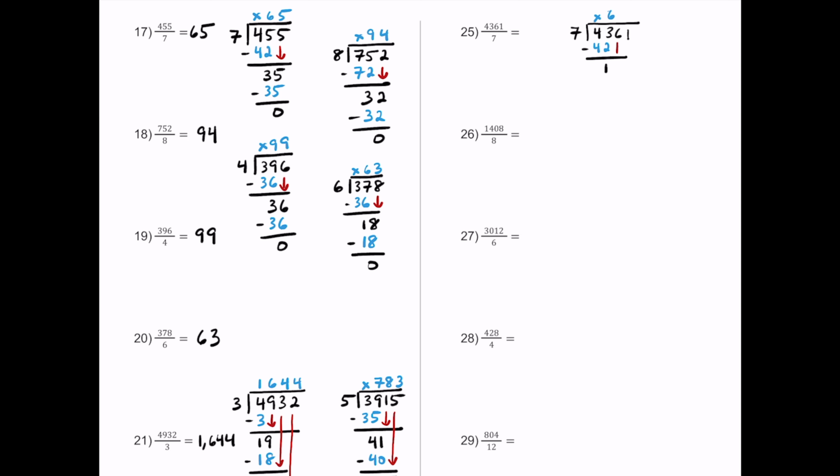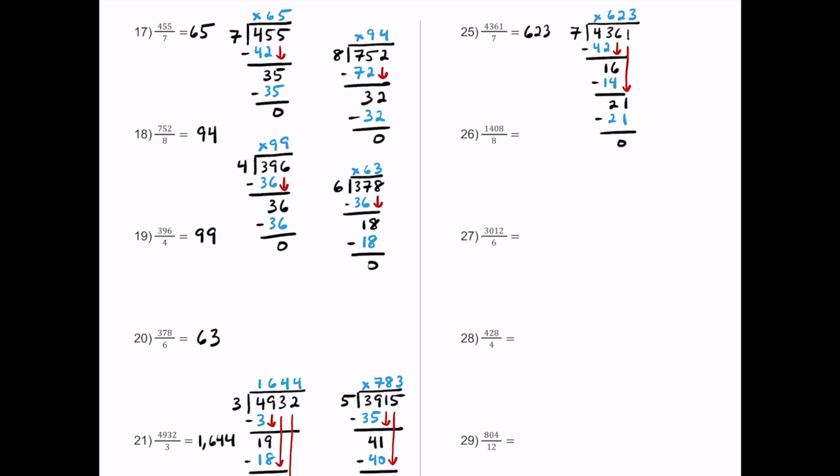Okay, bring down the 6, and that's now 16. 7 times 2 will get us close. That's 14. Without going over, we're off by 2. Then we go ahead and bring down this 1 here. Now it's going to be 21. And 7 times 3 is exactly 21. So we can stop there, because we have no more remainder. And so we have a quotient of 623.